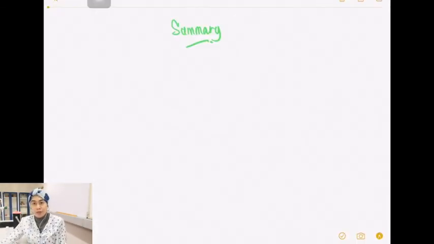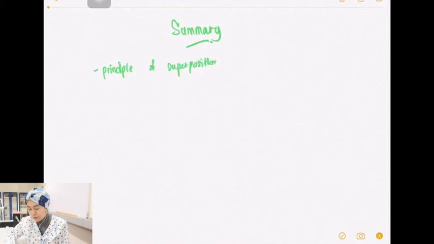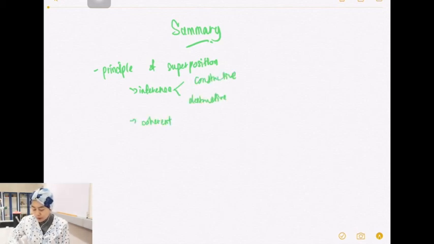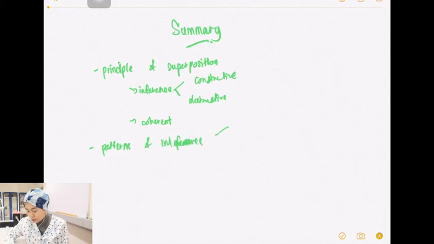Okay, so as a summary, what we've learned today, we've learned the definition for principle of superposition. We've learned a few other definitions as well. Interference, which is two, constructive and destructive, coherent. Okay. And then you've looked at the patterns of interference for all three types of waves, which is water, sound, and light. And then we've done some calculations as well using lambda equals to AX over D.